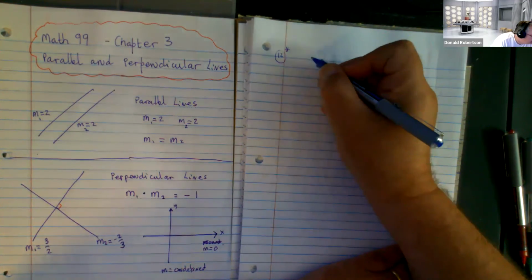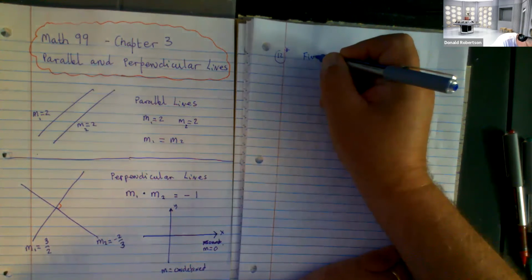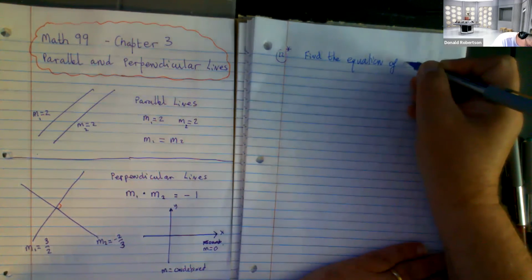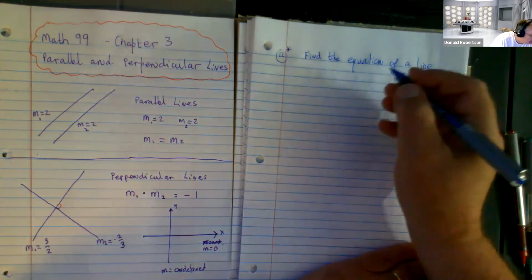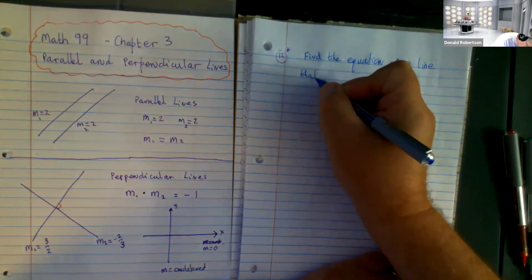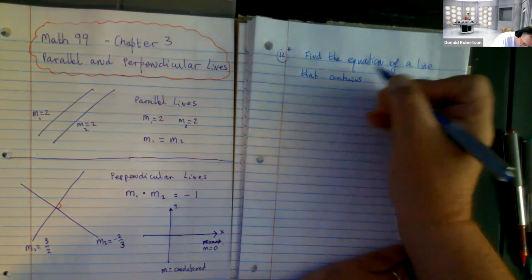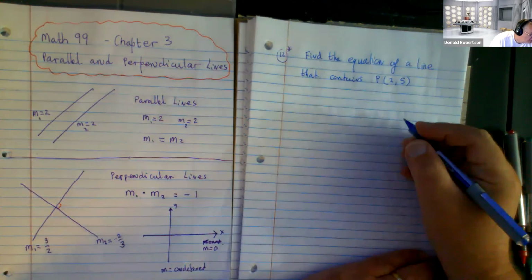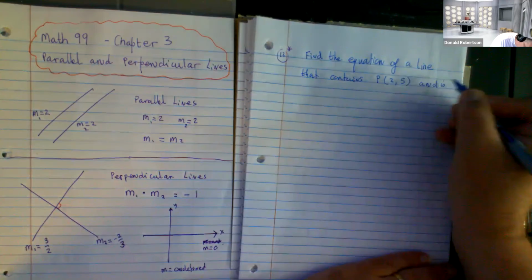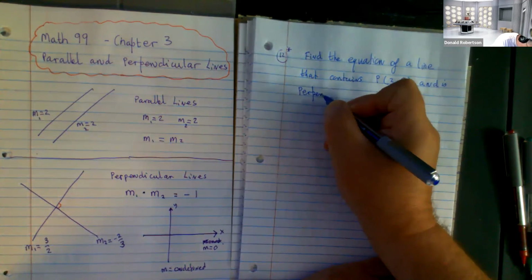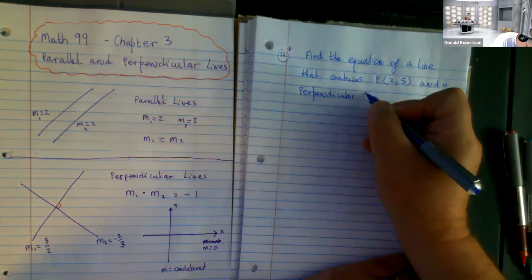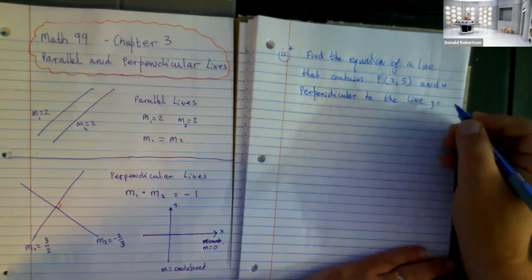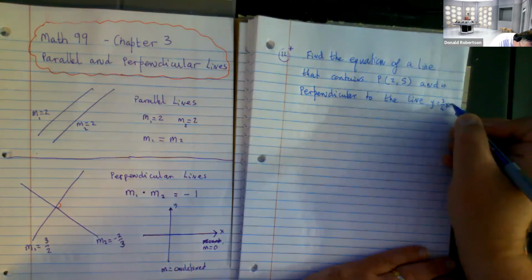Now, we are told that we want to find the equation of a line that contains, I would have said passes through, but contains is fine, that contains the point P with coordinates 2, 5 and is perpendicular to the line y equals 3/4 x plus 1.